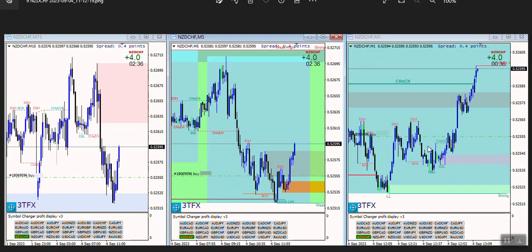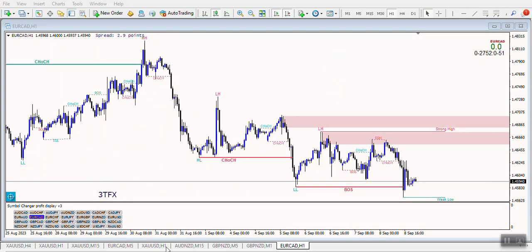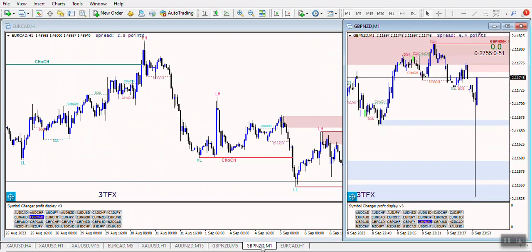It was somewhere here or before this level. So price came back. This is just the 5 minutes time frame. Let me see if I can get that on the 1 minute time frame. Yeah, NZD CHF.